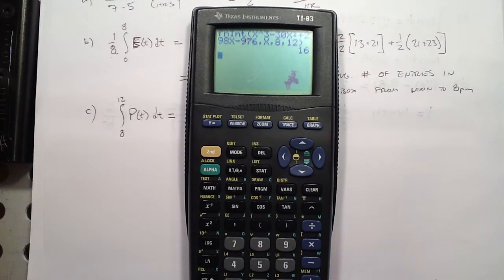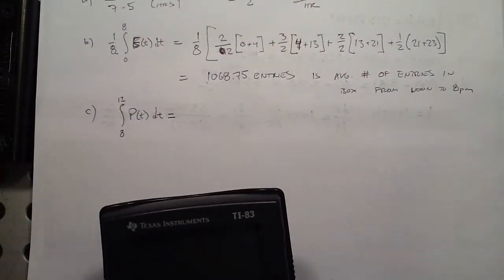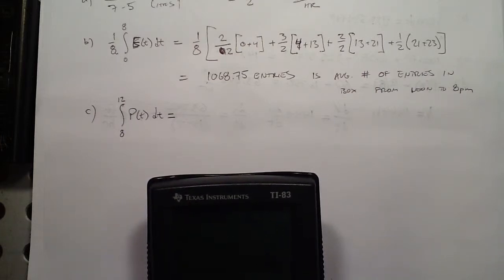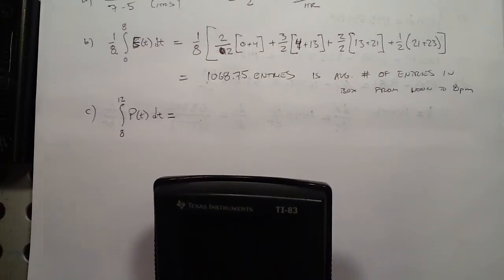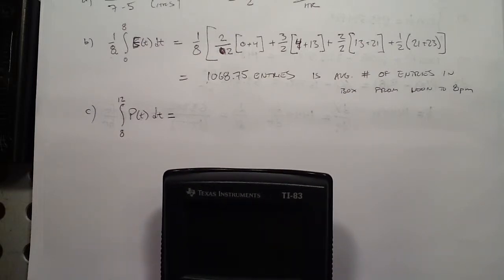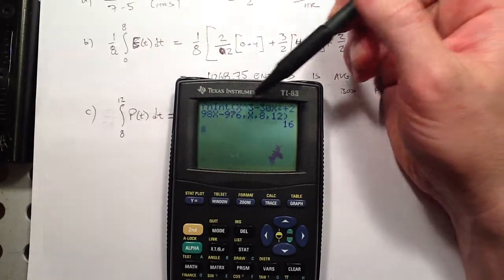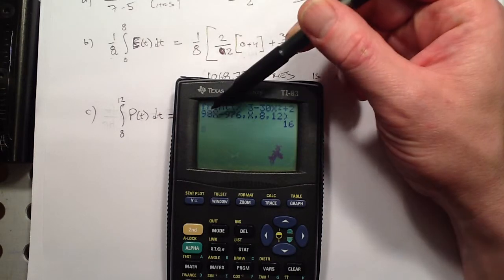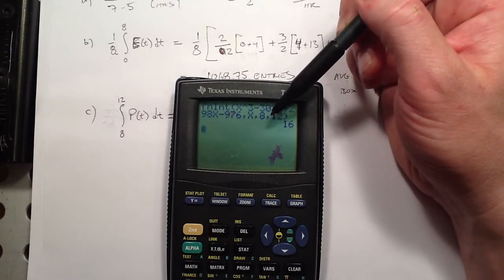And that gives us 16. Oh, but that's in hundreds, right? 1,600. And I don't like that answer because that's more entries than there were. So let me just check. We've got to check our work here. That's x cubed minus 30x squared plus 298x minus 976 from 8 to 12.